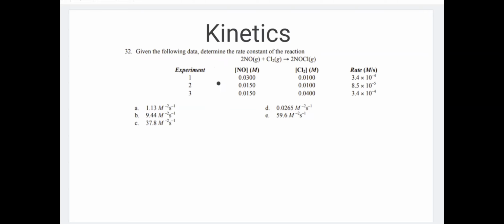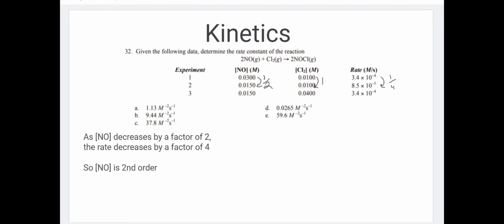So let's start by looking at the difference between trial 1 and trial 2. The difference in NO is 1/2. The difference in Cl2 is 1. And the difference in the rate is 1/4. So what does this mean? Well, we don't actually have to look at the Cl2 here. And so that means that as NO decreases by a factor of 2, the rate decreases by a factor of 4. And 2 to the power of what is 4? 2. So NO will be second order.